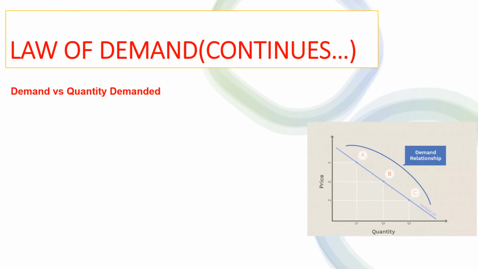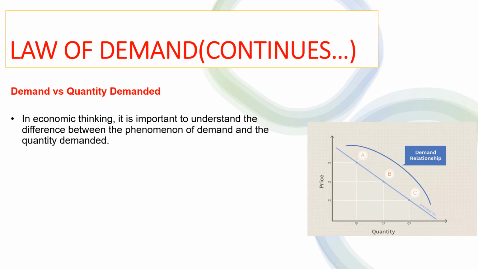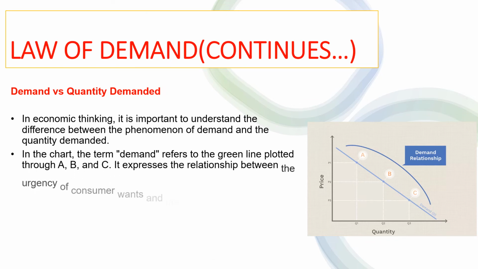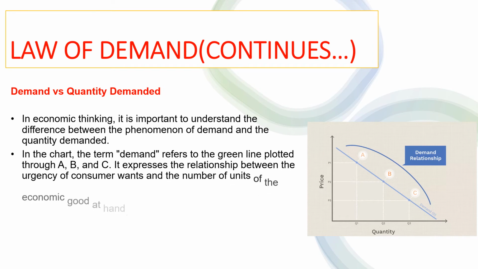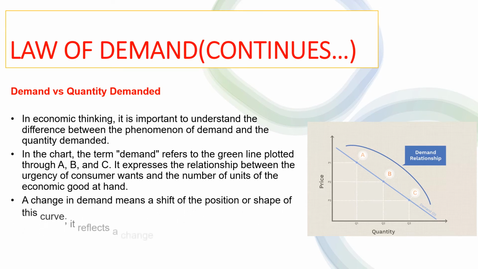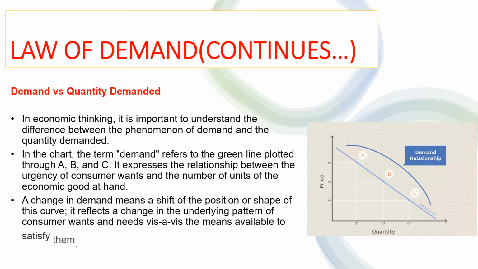Demand versus quantity demanded. In economic thinking, it is important to understand the difference between the phenomenon of demand and the quantity demanded. In the chart, the term demand refers to the green line plotted through A, B, and C. It expresses the relationship between the urgency of consumer wants and the number of units of the economic good at hand. A change in demand means a shift of the position or shape of its curve. It reflects a change in the underlying pattern of consumer wants and needs, vice versa, the means available to satisfy them.